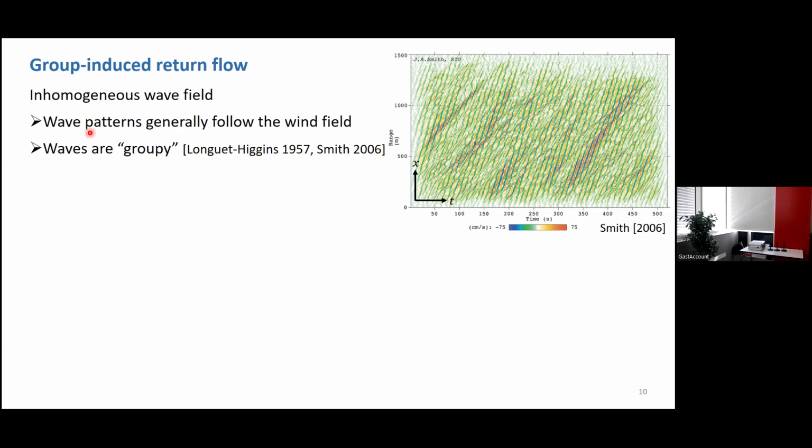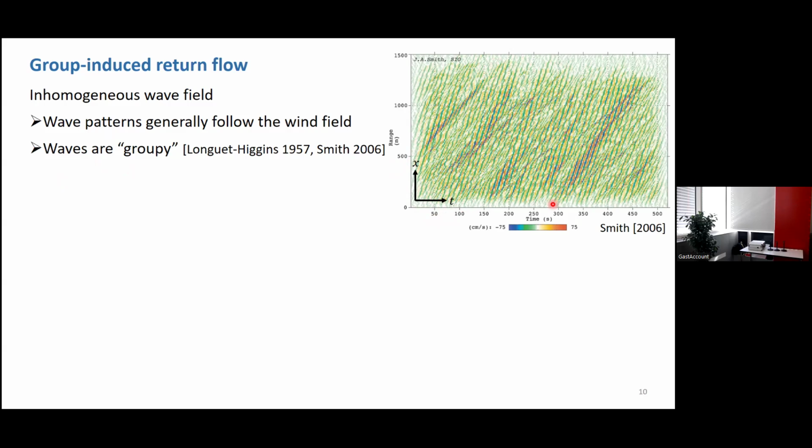And even if we look at smaller spatial scales, waves are groupy. Here I'm showing the observational results by Jerry Smith. This is a result from a horizontally looking sonar, looking at the radial velocity component, and we can see that there is a kind of large amplitude pattern propagating away from the observation point. These are the wave groups.